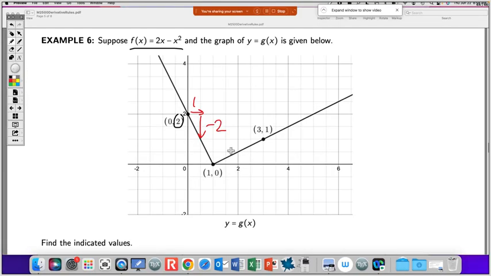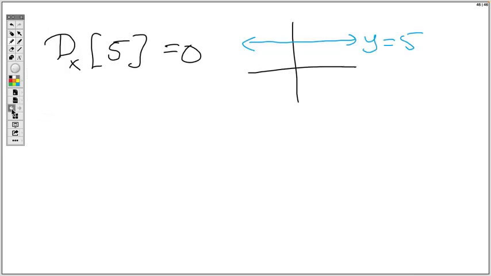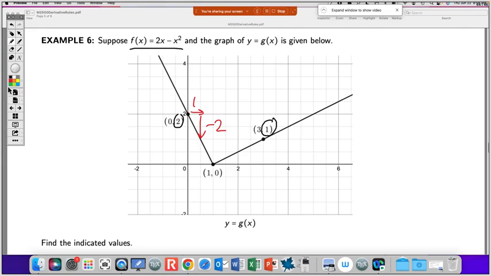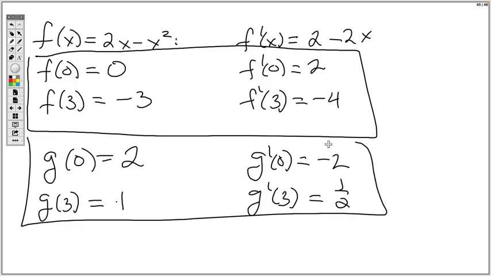Now let's go over to 3. What's g of 3? Looking at the y value there. The y value at g of 3 is what? 1. And now g prime of 3 means I'm looking for the what? Slope. So let's look at the slope over here. I go over 2, up 1. That's going to give you a slope of what? Positive 1/2. Does everyone see how we're getting the information for g?